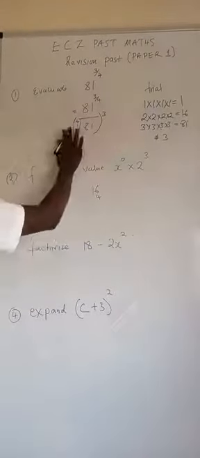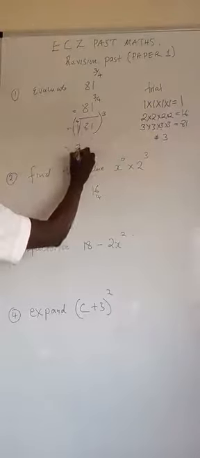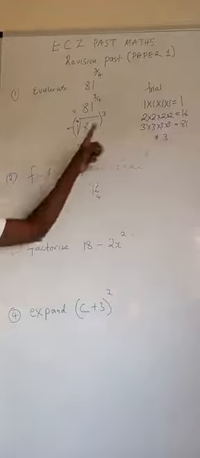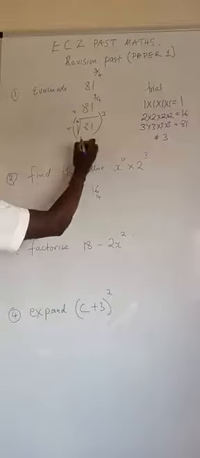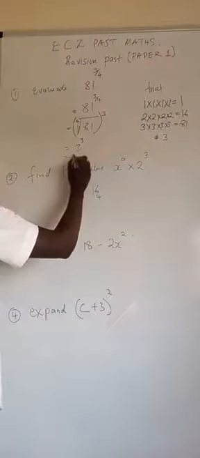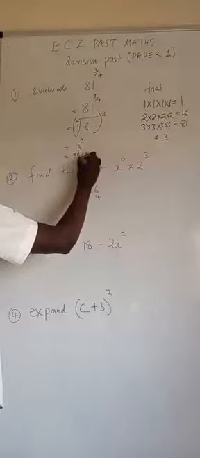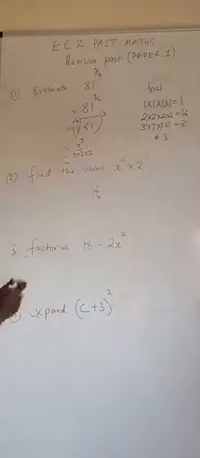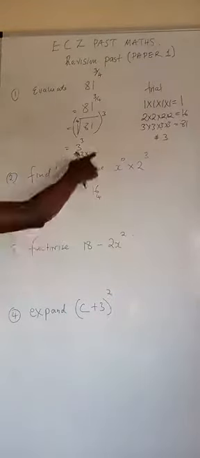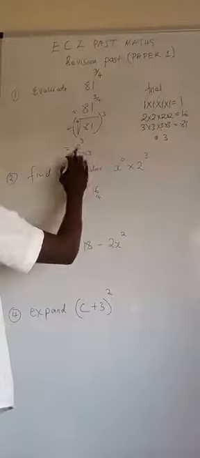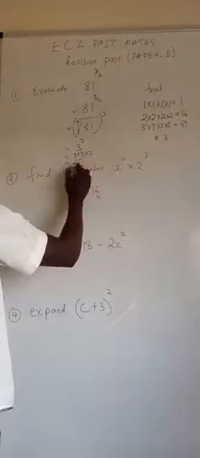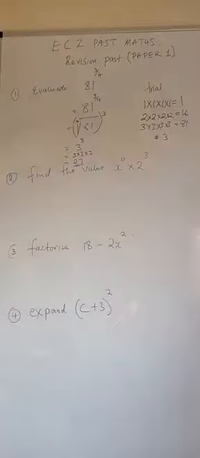So I'll say 3, the one that I've used, to the power, what power? 3. Then I put to the power 3. 3 to the power 3 means 3 times 3 times 3. 3 times 3, 9. What is 9 times 3, guys? 27. So the answer is actually 27, guys.